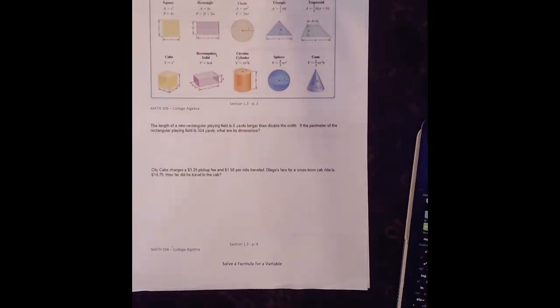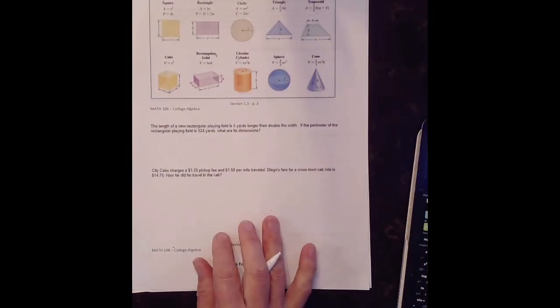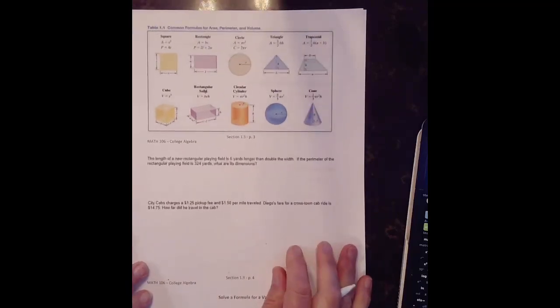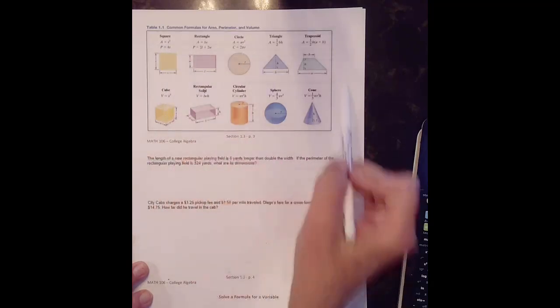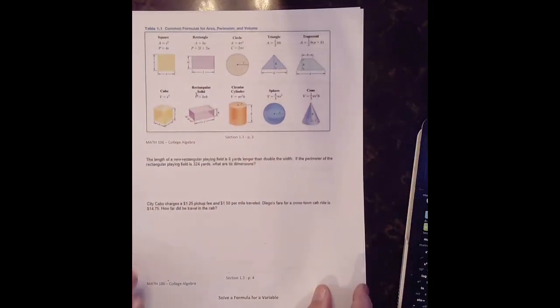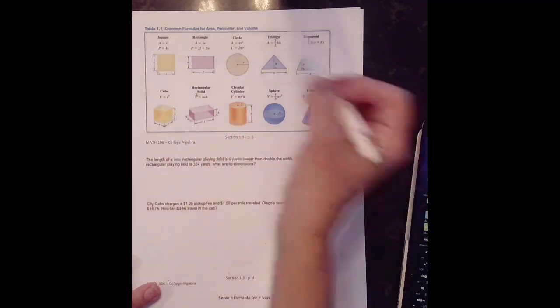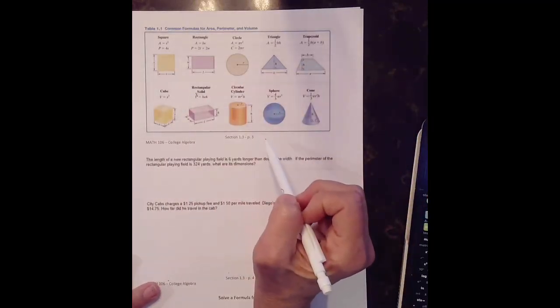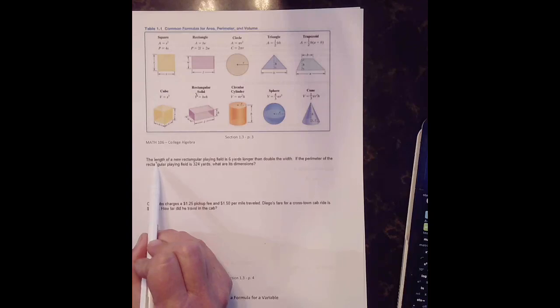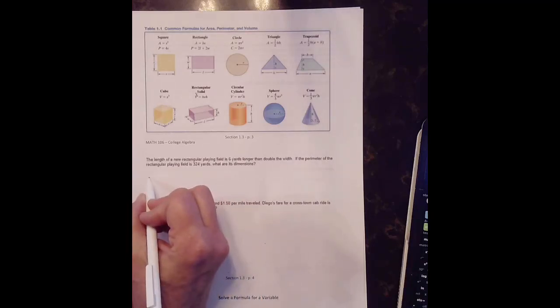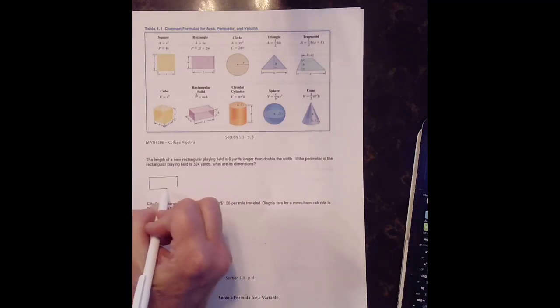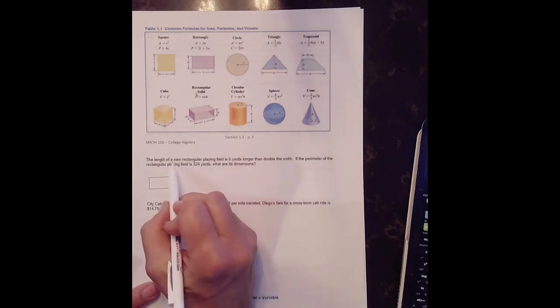Now, the other types of problems that you're going to have will be applying some of the common formulas that we have for area and perimeter of different types of shapes. And so when we do this, this can be your guide, kind of a review for your shapes. The first one says the length of a new rectangular playing field is 6 yards longer than double its width. So let's go ahead and draw a rectangle, and I'm going to mark my length and my width.